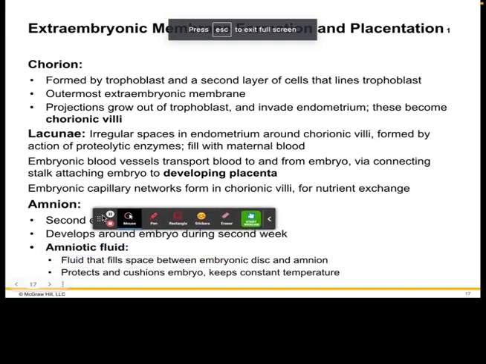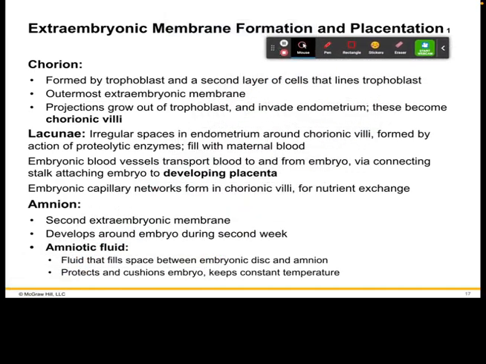Hey everyone. So in this video we are going to discuss some of the extraembryonic membranes that are formed during the pre-embryonic stage. So with that said, these are some of the membranes and structures that are formed to assist the embryo in growing.